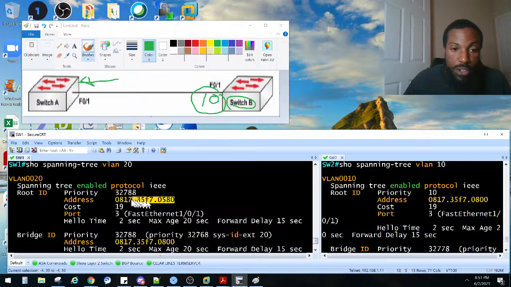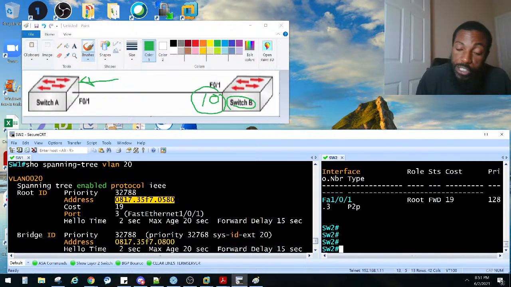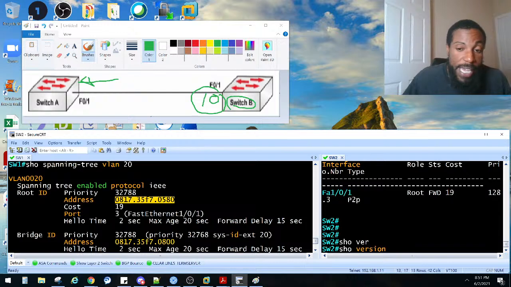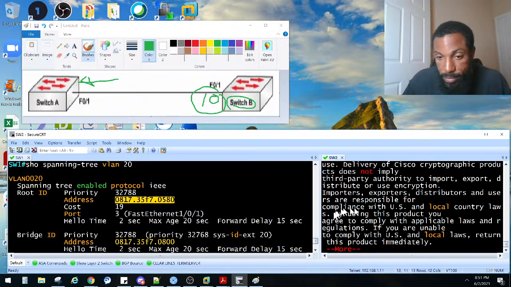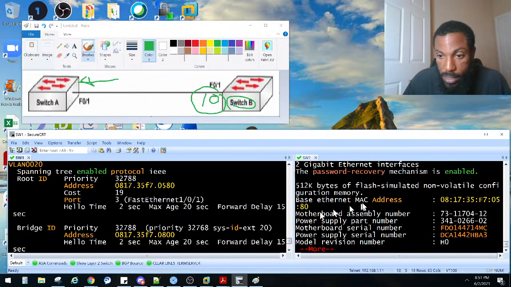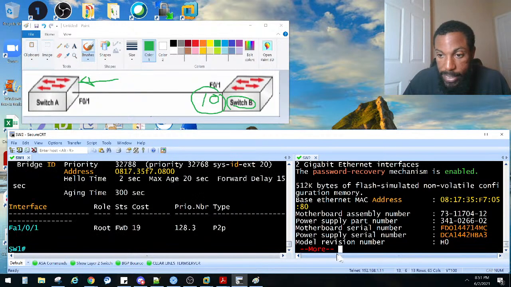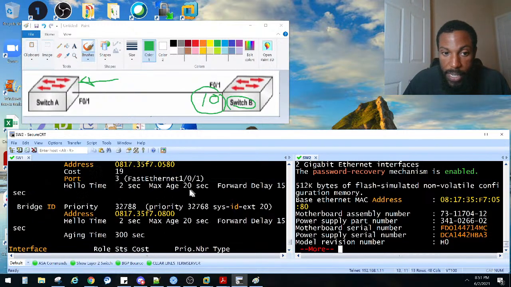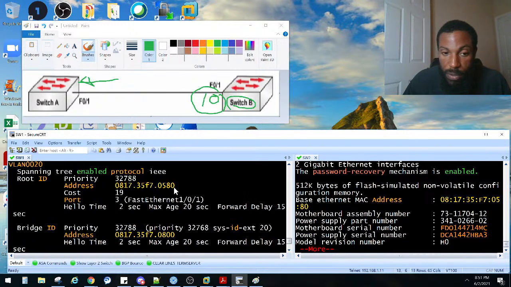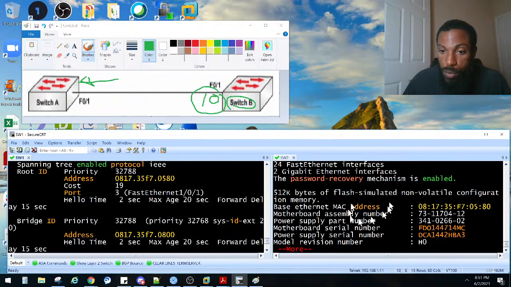Right? That is the MAC address of the root bridge for VLAN 20. Let's see. If we do a show version to see what his MAC address is, that's probably going to be this guy, right? Let's see. His MAC address is right there, 0817.35F7.05, right? And it ended at 005. There it is right there. That is it. So, yes, this guy right here is the root bridge also for VLAN 20.